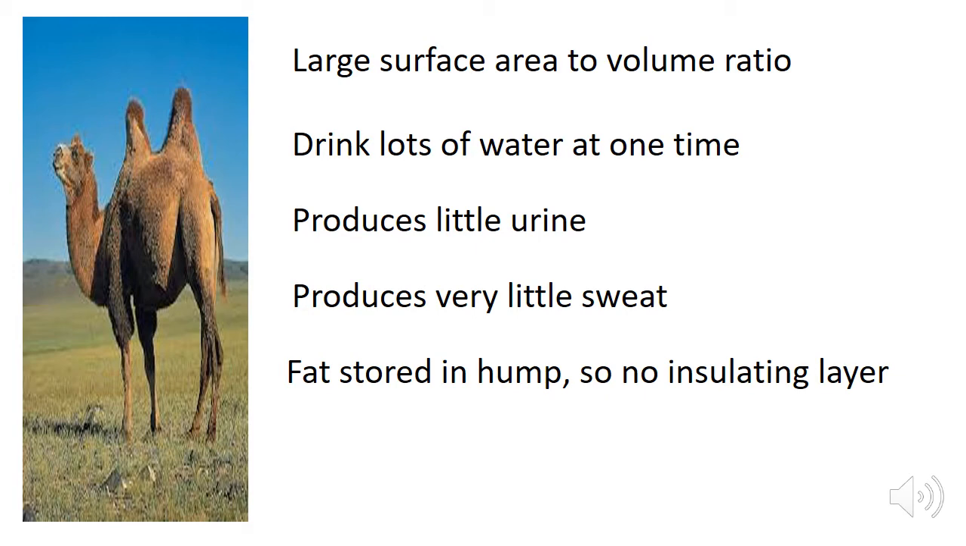Finally, all fat in a camel is stored in the hump, so it's not stored in a layer under the skin like in a lot of organisms. It's stored in the humps on the back of the camel. They don't store water. Water can be converted into fat and it is stored in the humps. That means that it's reducing the amount of insulation around the camel, allowing it to lose heat effectively.